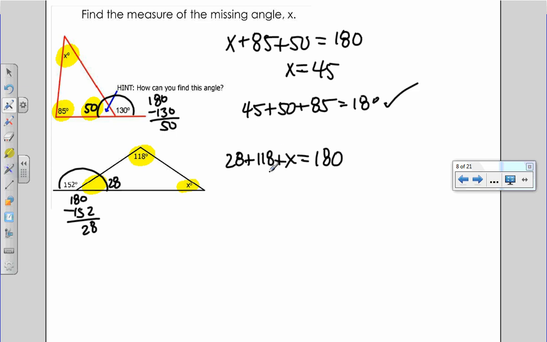Remember that you can pause at any time if you're not following. I get 146 plus x equals 180, which means that x must be 34 when I subtract 146 from 180.